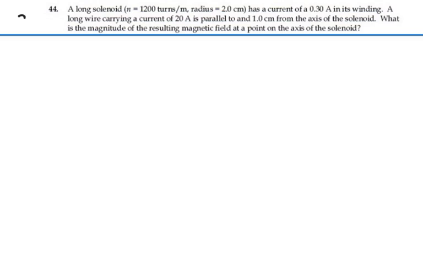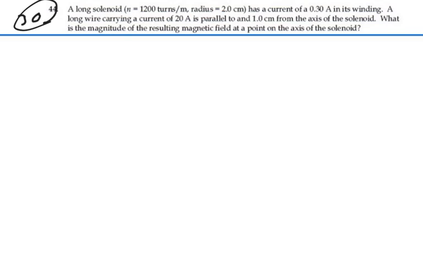Here's problem 3044. A long solenoid, little n is equal to 1200 turns per meter, radius equal to 2 centimeters, has a current of 0.3 amps in its winding. A long wire carrying a current of 20 amps is parallel to and 1 centimeter from the axis of the solenoid. What is the magnitude of the resulting magnetic field at a point on the axis of the solenoid?